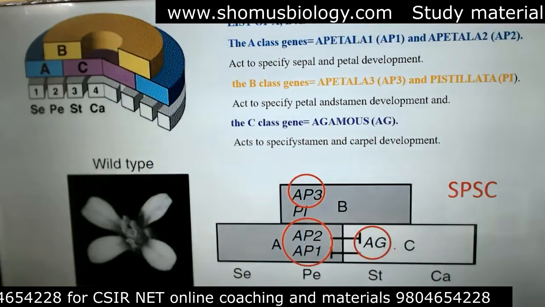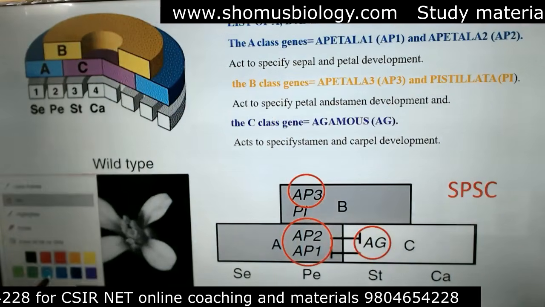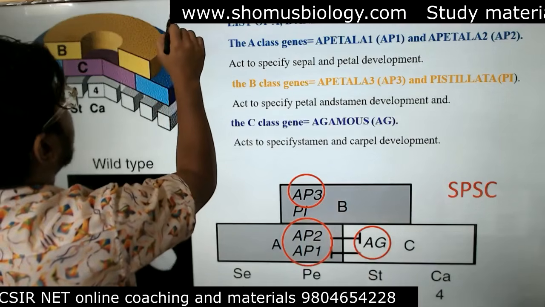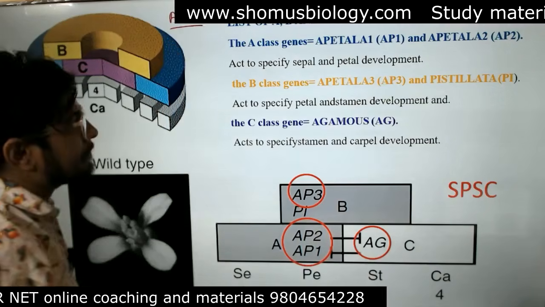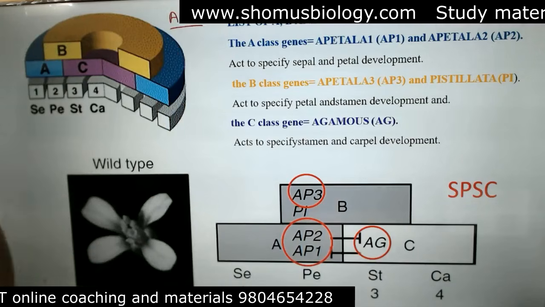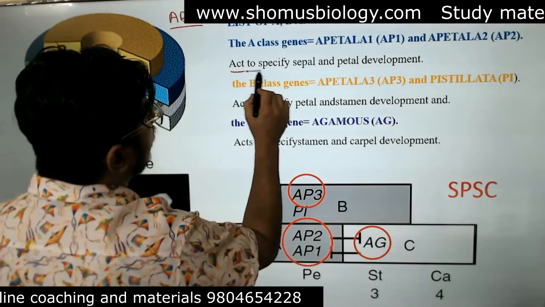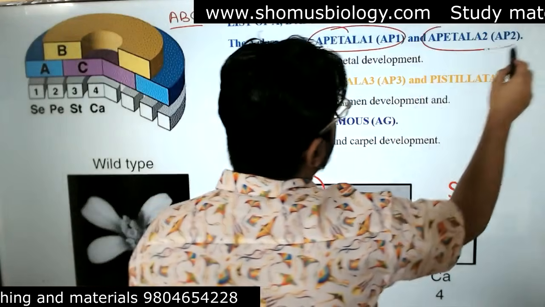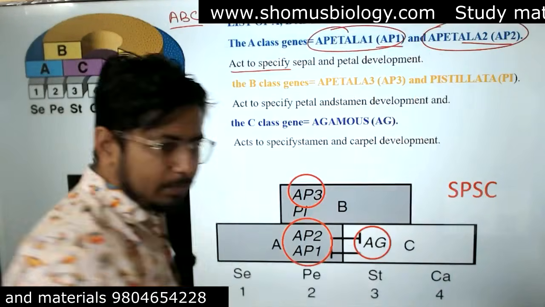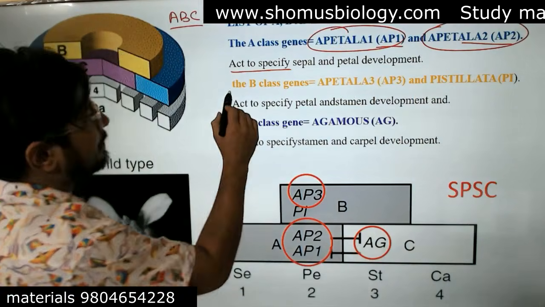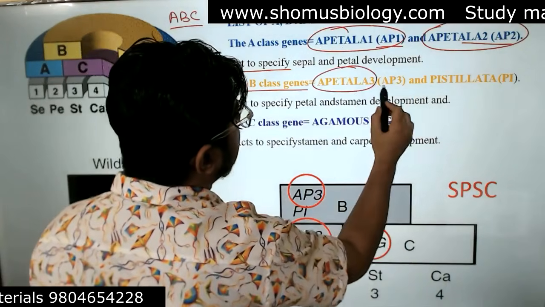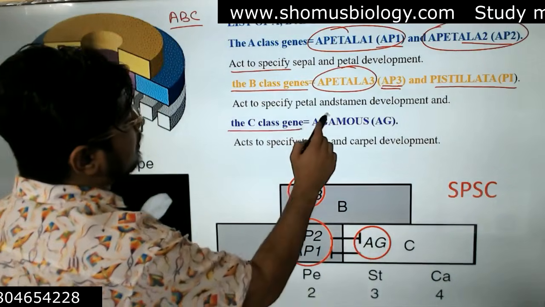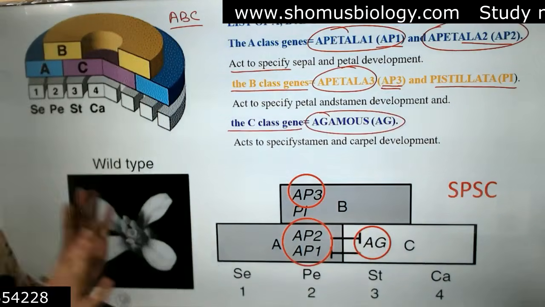So we're talking about three different classes of genes: class A, class B, and class C. That's why we call it the ABC model of flowering. There are two types of class A gene, known as Apetala 1 and Apetala 2, AP1 and AP2. Then class B genes are Apetala 3, known as AP3, and Pistillata, PI. And then class C gene is only Agamous, or AG. There are these three genes, okay?